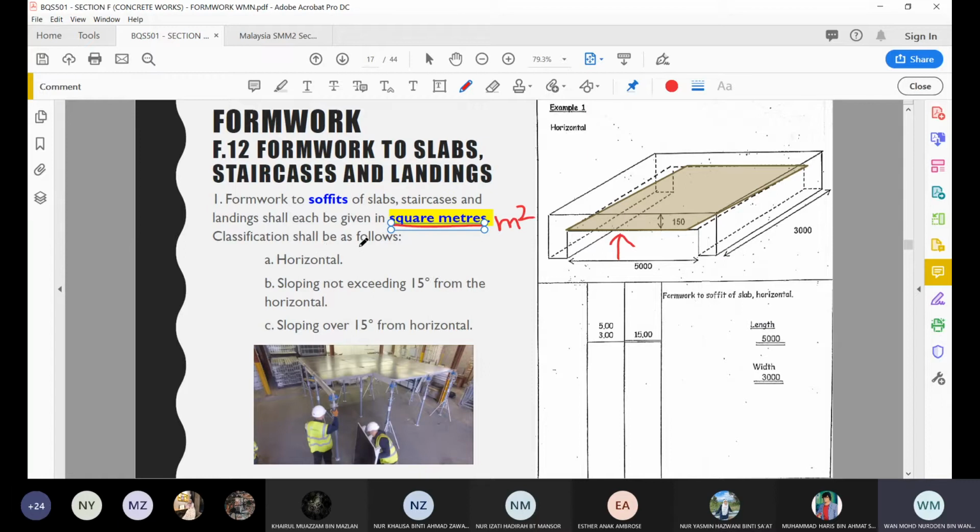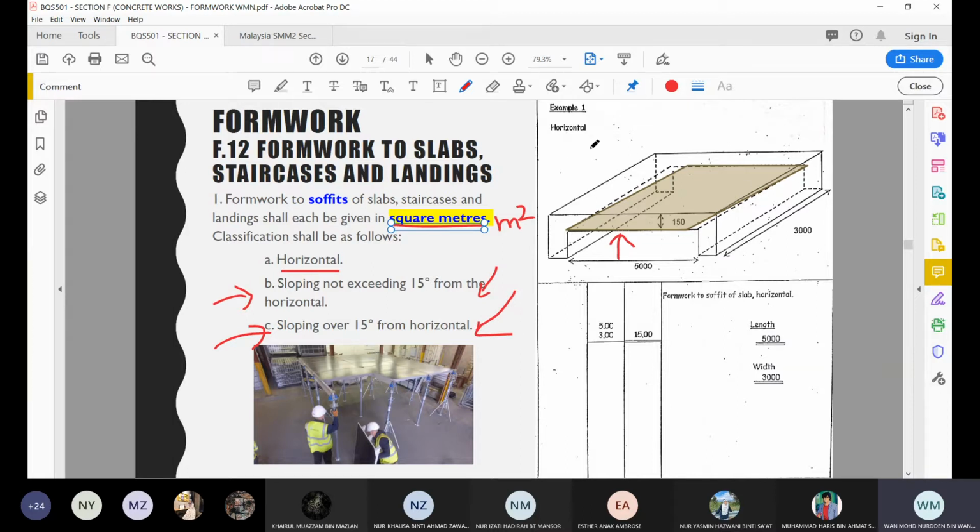Classification shall be as follows. It should be horizontal, soffit is normally horizontal. But in case of other sloping, we have to look at the sloping according to clause B and C. B, sloping not exceeding 15 degrees from horizontal. C, sloping over 15 degrees from horizontal. Because of different sloping, we use different kinds of support.